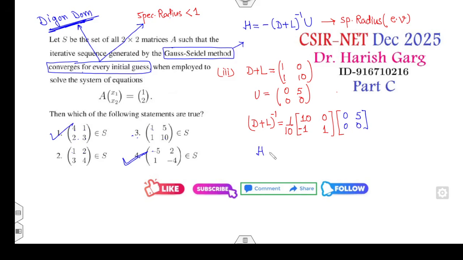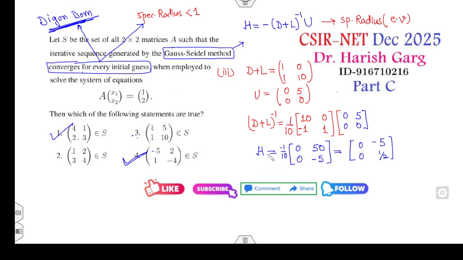So what is your H? It is negative. If you multiply them, it's a 0, it's a 50, 0, it's a minus 5 divided by 10. So it's a minus 1 by 10. So that will be 0, 0, minus 5 and plus 1 by 2.